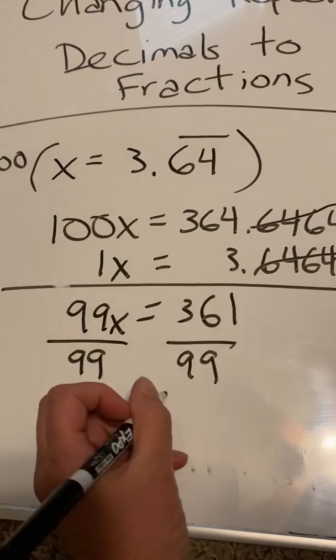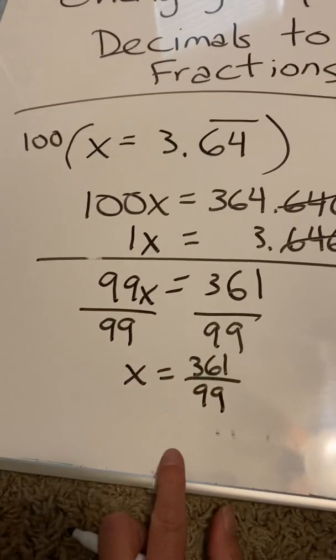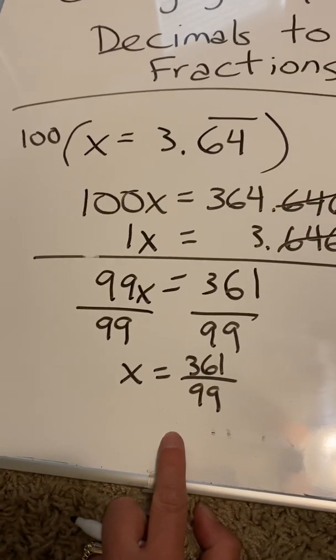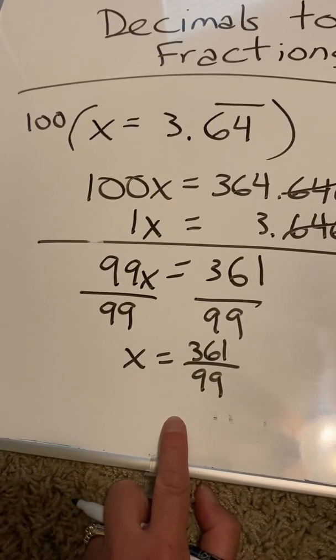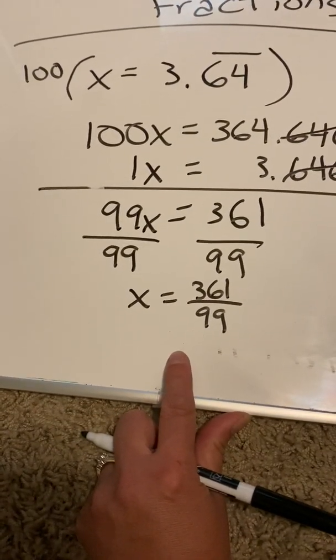So we get 361 over 99. Again, for what we're doing right now, if you can get me to this part, I'm super excited. If you can get me to the next step, great. But it's okay if you can't.